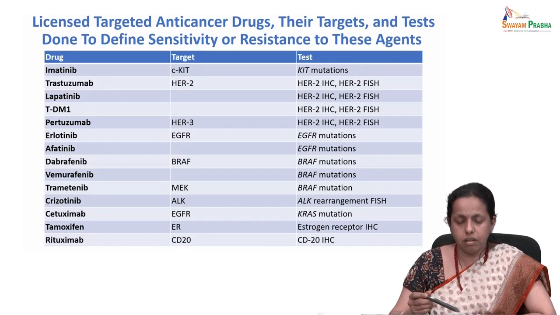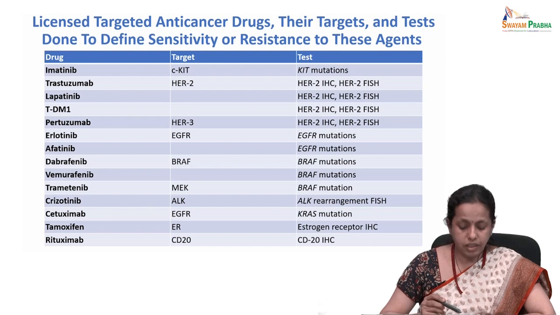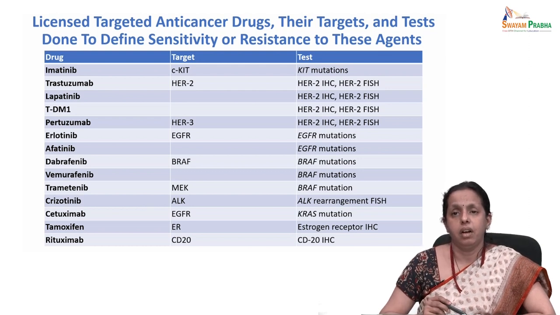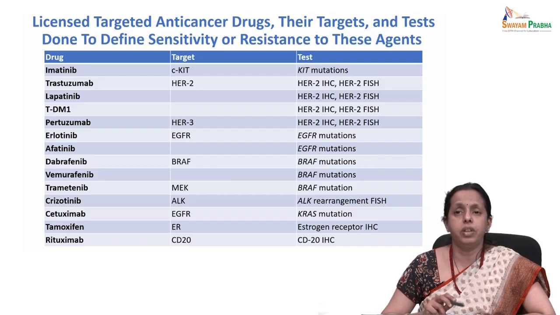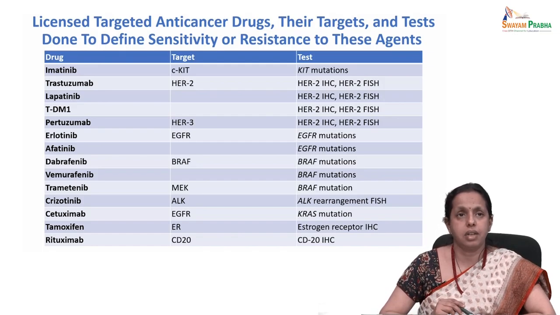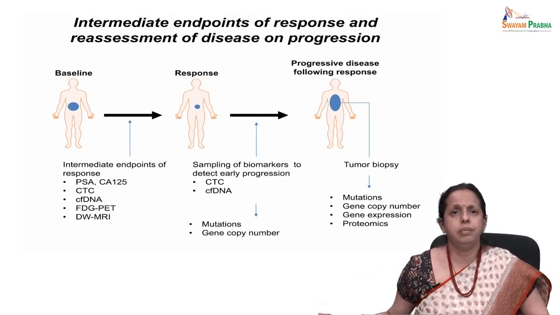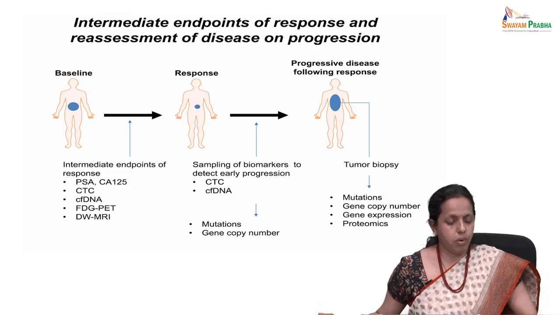Several cancer boards and national comprehensive cancer guidelines all recommend different mutation testing, for example, for lung cancer. It is a mandatory regulatory approval to go for mutation and amplification status of the tumor, or molecular profiling of the tumor, before the therapy is started. Now, what are the different endpoints? You need to have intermediate endpoints of response along with your molecular markers.